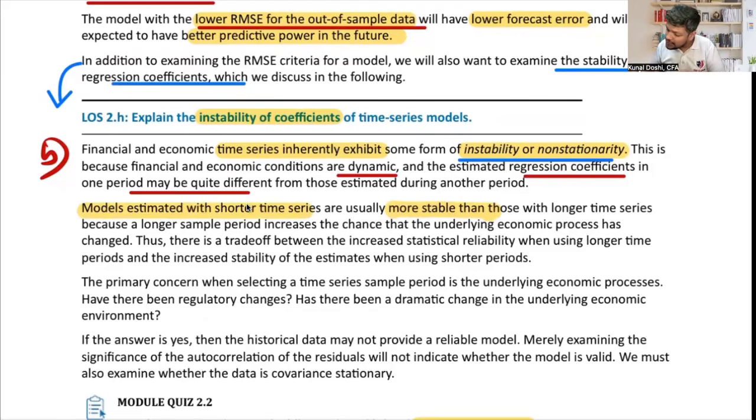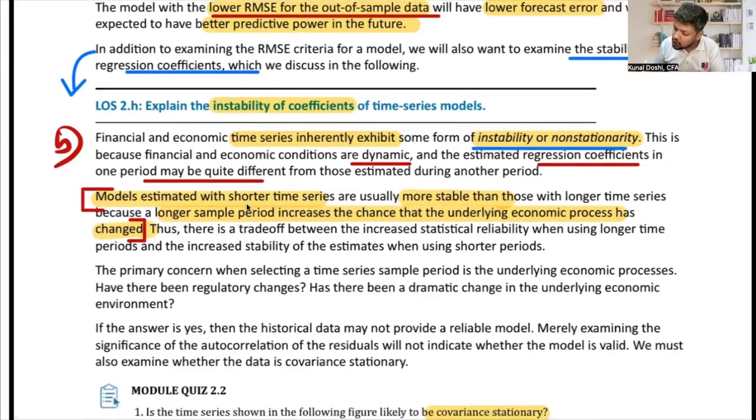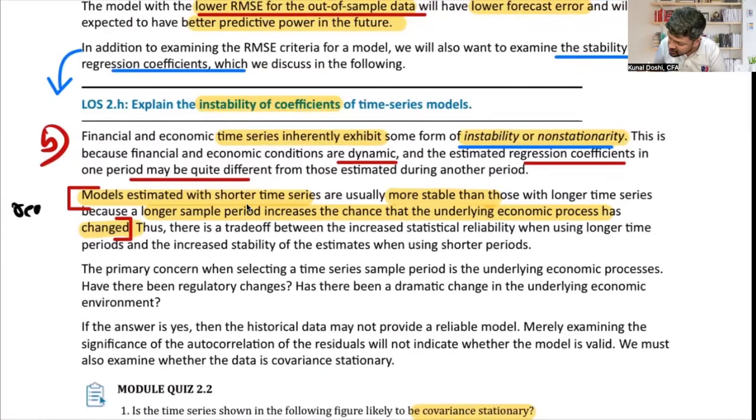But those with a longer sample time series, why? Because a longer sample period increases the chance of the economic process being changed. This is what we call, remember I told you in the past, regime change. So if you use a longer time series, there is a high chance of volatility. Things might have completely changed. So should I use a very short period or a very long period? They are saying there's a trade-off.